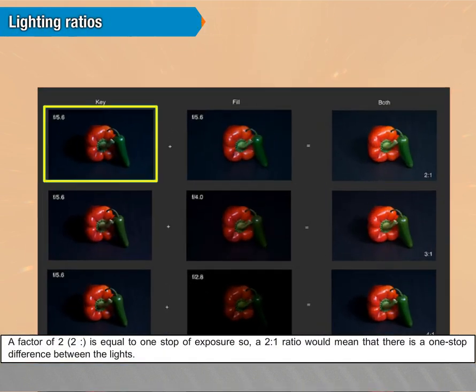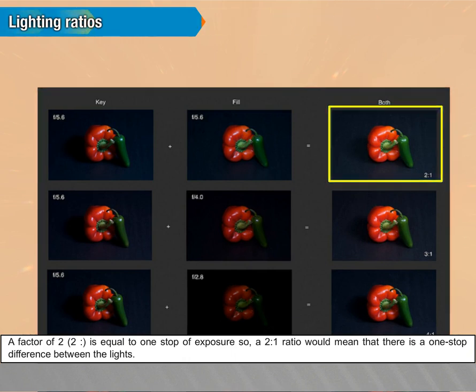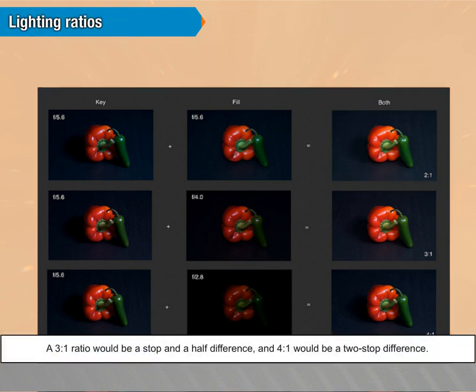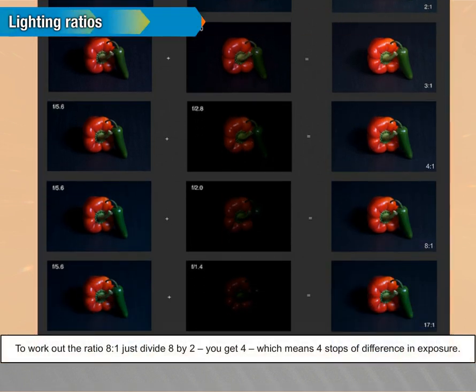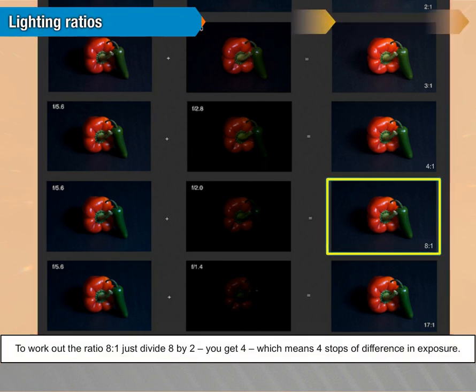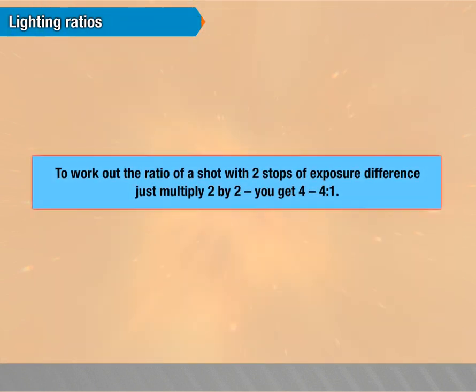A factor of 2 is equal to 1 stop of exposure, so a 2:1 ratio would mean that there is 1 stop difference between the lights. A 3:1 ratio would be a stop and a half difference, and 4:1 would be a 2 stop difference. To work out the ratio 8:1, just divide 8 by 2, you get 4, which means 4 stops of difference in exposure. To work out the ratio of a shot with 2 stops of exposure difference, just multiply 2 by 2, you get 4:1.